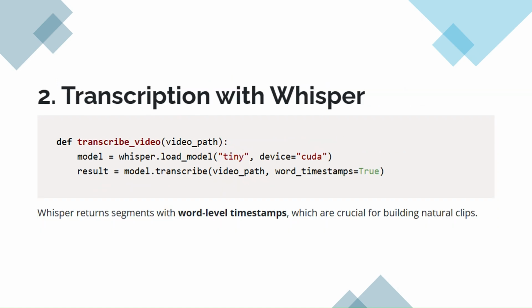The next step is transcribing the video. We create a new function called transcribe video, which takes the video path as input, loads OpenAI's Whisper model, and transcribes the video. We set the parameter timestamp true. So this returns us a JSON object which has got word level timestamps along with the transcriptions.